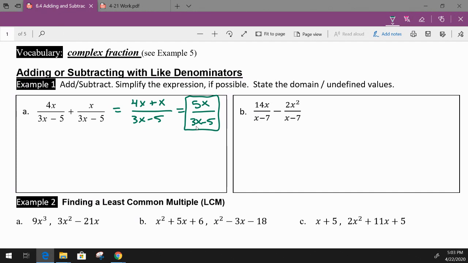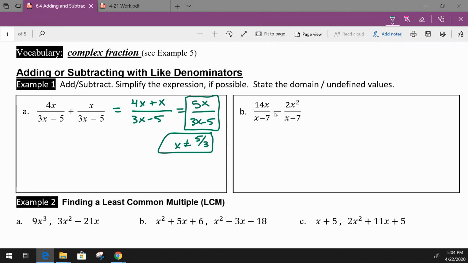Now, we do want to also remember that we have to state our domain or undefined values. So if we look at the denominators that we started with and what we ended with, we have a 3x minus 5. So we have to ask ourselves what value of x would make the denominator 0. So that value would be 5/3. Since 5/3 would make the denominator 0, which would make the whole fraction undefined, we have to state that x cannot equal 5/3 in that expression.